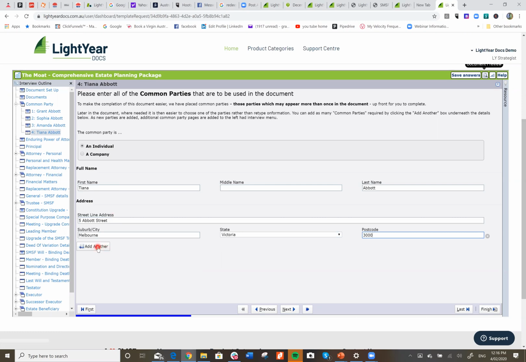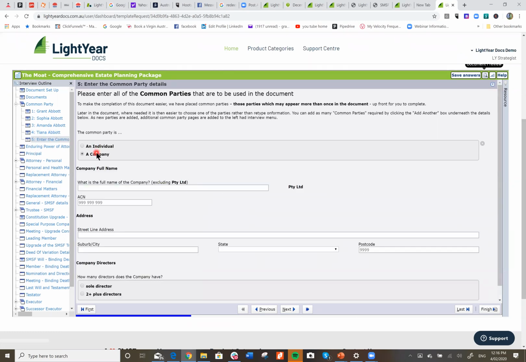Then add another, and then I'm going to do a company here. So what's the full name of the company? I'm going to put Abbott Nominees, ACN 1, 2, 3, 1, 2, 3, 4. And then I'm going to have 5. I'll put your address, Smile Street. So this is my accountant's address, 2000.